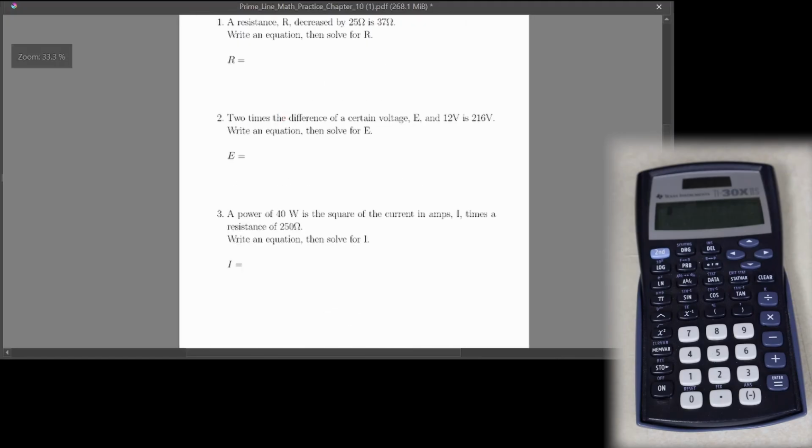Chapter 10, Equations, Formulas, and Inequalities. We will start by turning our page to page 2.